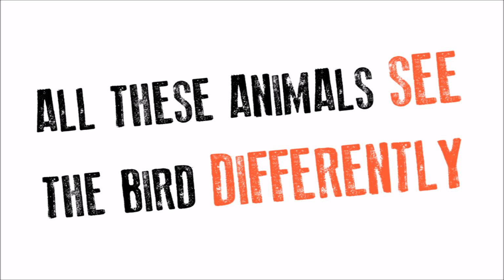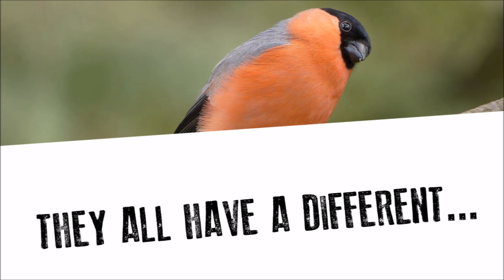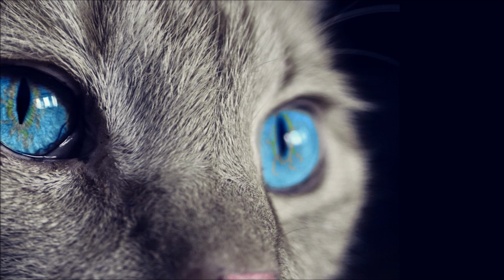The cat wants to eat it. The worm wants to escape it. When it comes to the bird, each of these animals have a different point of view.